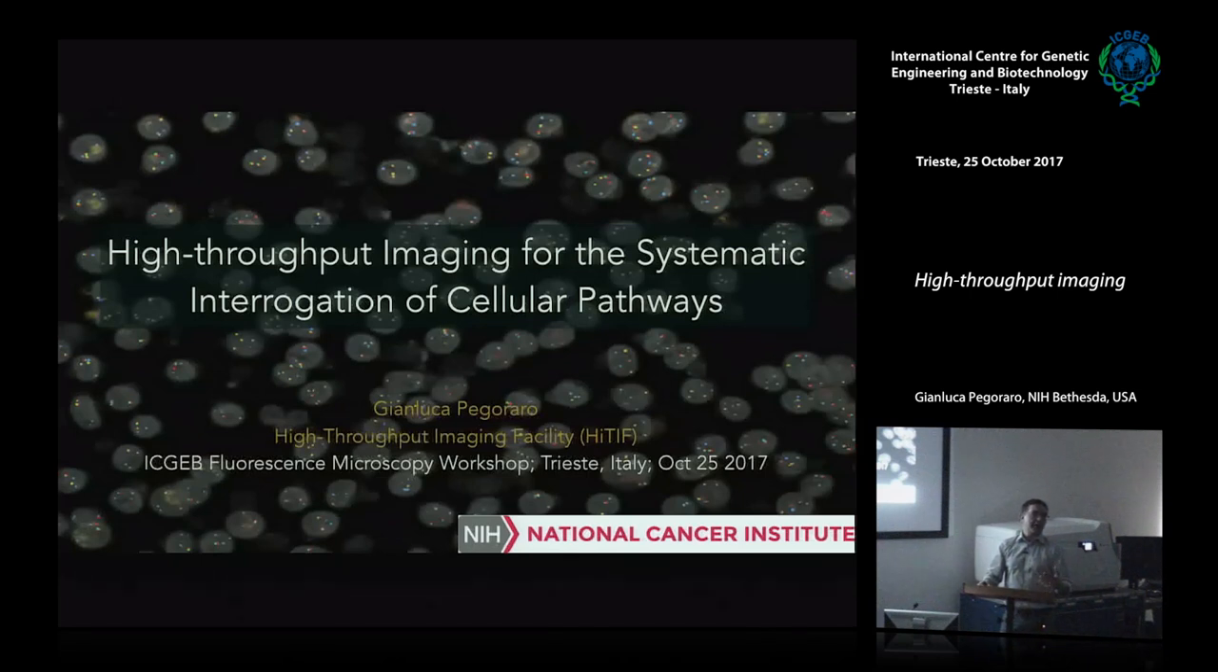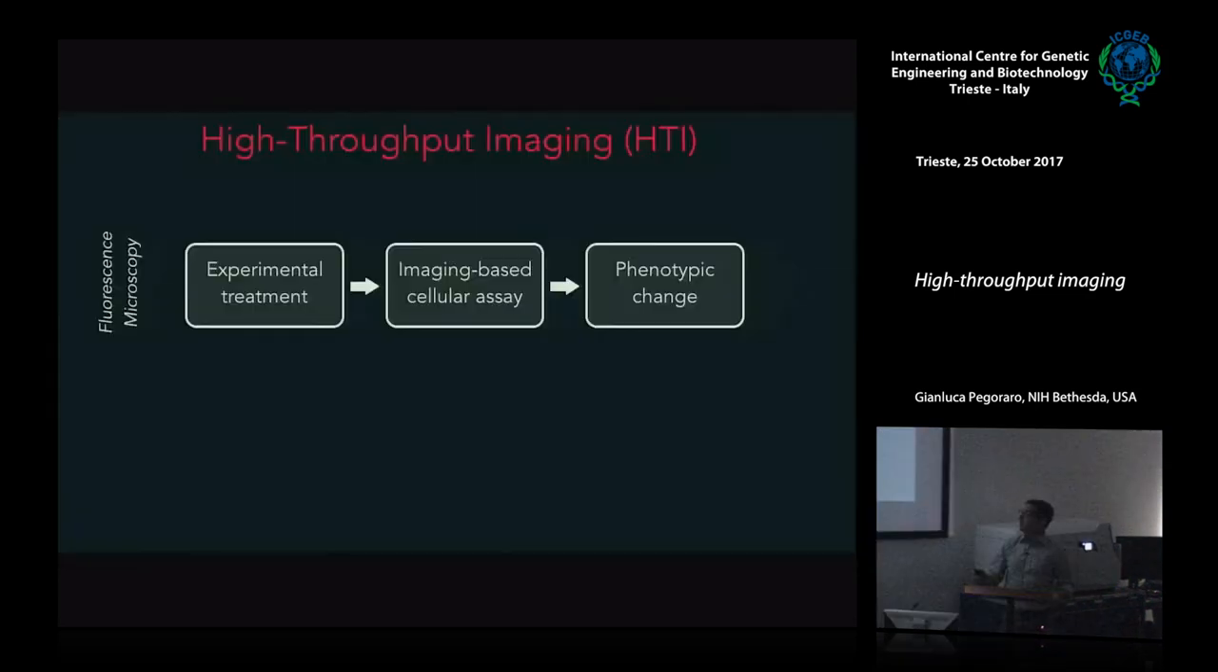My goal today is to give you a very brief overview of high-throughput imaging, and try to convince you that this is an extremely powerful and flexible technique. In order to do so, I'll first give you an introduction about the technique itself, and then show you two case studies, two assays that were developed at HITIF, just to provide you with a practical example of the potential of the technique. So what is high-throughput imaging?